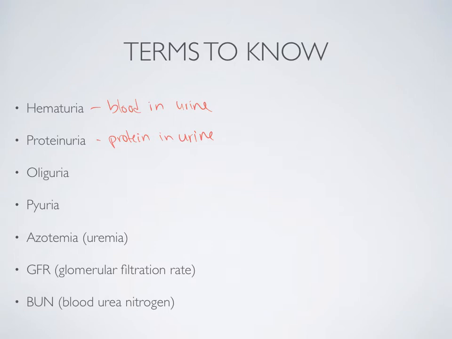Protein should not be filtered into the urinary space to begin with. And any amino acids that are should be reabsorbed. So, oliguria, any idea? What's that? Oligo meaning small. So oliguria is decreased urine output, small urine output. Often a sign that the kidneys are starting to fail.